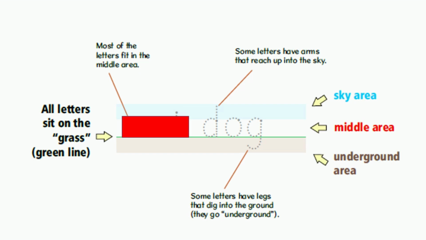Now I will demonstrate how to write in your 4 lines note. Can you say the name of each line along with me again? Yes, the topmost line is called the sky line. The second line from the top is called the middle line. The third line from the top is called the grass line. And the fourth line from the top is called the ground line. So we are going to write the letter D.